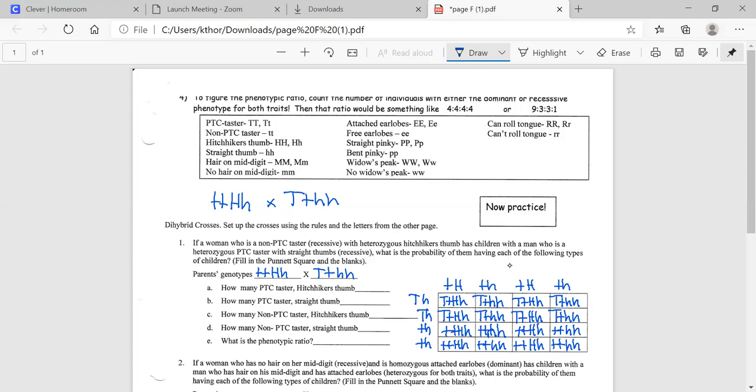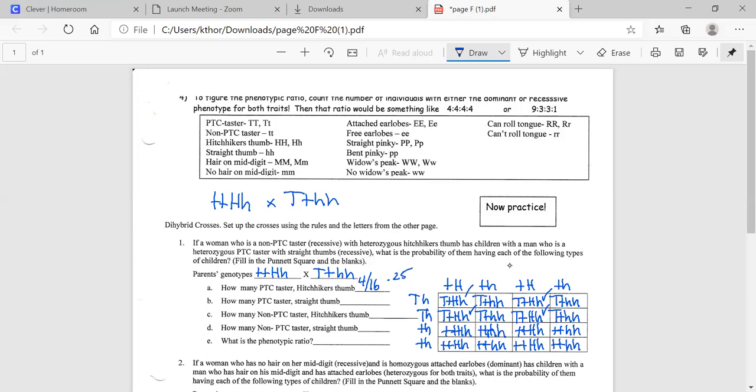Okay, how many will have PTC taster and hitchhiker's thumb? So we need to find individuals that have both a dominant T and a dominant H. So it looks like we're going to have one dominant T and dominant H, two, three, four, I think that's it. So we have four out of 16, which is 0.25.